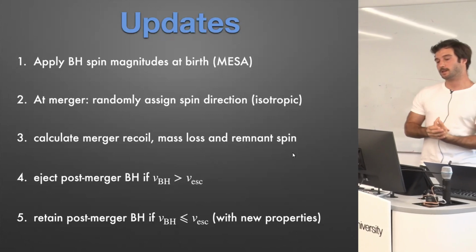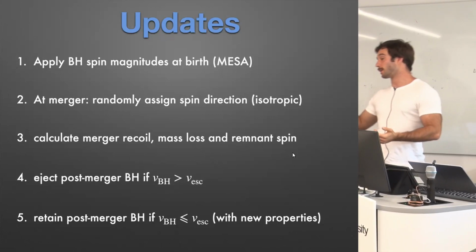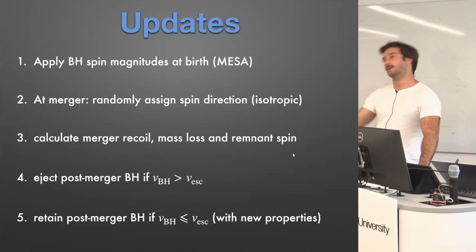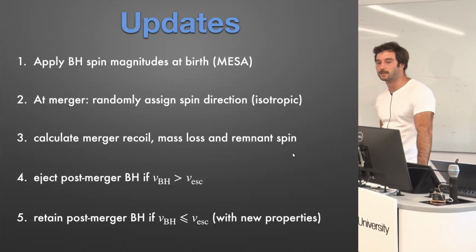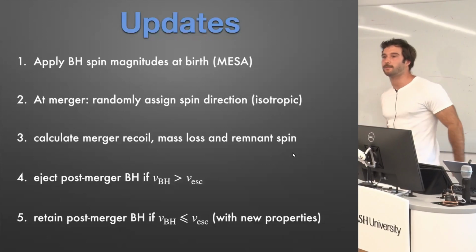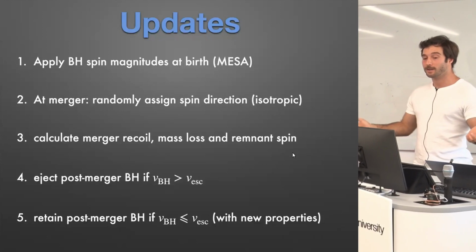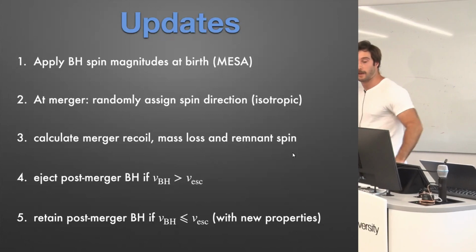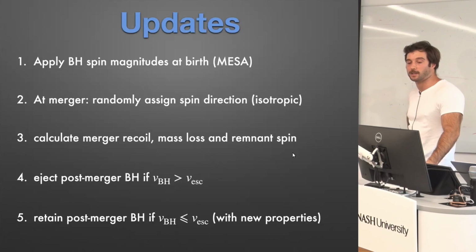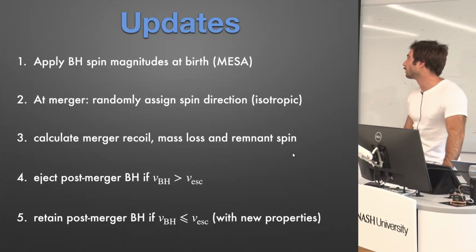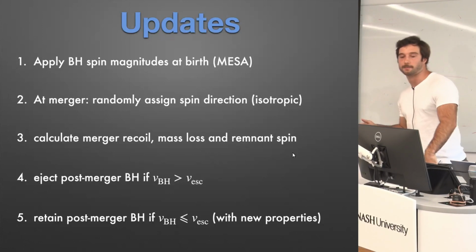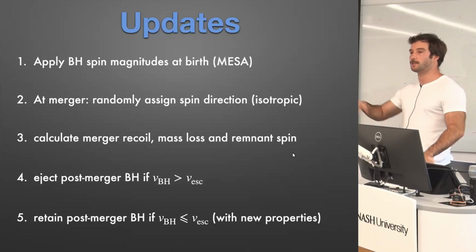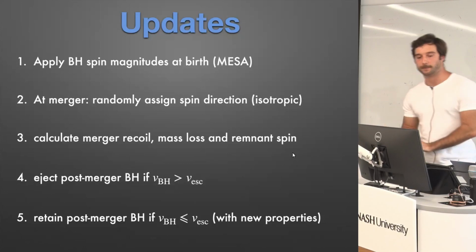And then if the new black hole, the second generation black hole, has a velocity that is above the escape velocity, it gets kicked out of the cluster. Boo, can't stay around, can't have more fun and merge again. But if I'm lucky and the properties are such that the recoil is below the escape velocity, then the black hole sticks around in the cluster and it has its new properties based on the mass loss and remnant spin calculations that I showed you earlier.